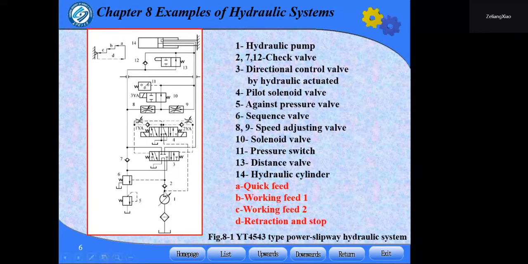Pump 1 to check valve 2. Check valve, so in one direction, and this pump, the pressure oil goes through check valve 2 and the left position of the directional control valve into the rod end of the cylinder, so the left chamber of the hydraulic cylinder.